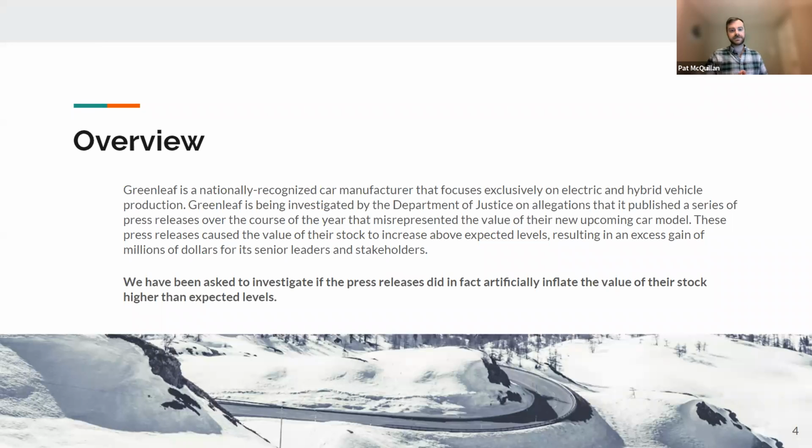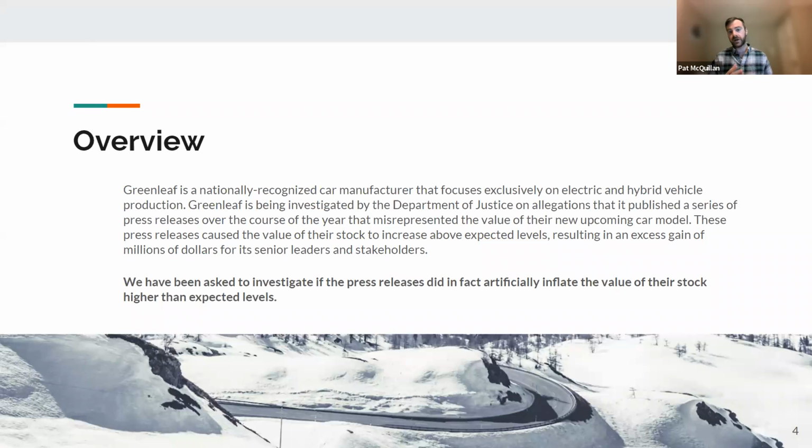So here's our case. You are an analyst for this consulting firm, and this comes across your desk. Someone says, hey, Greenleaf, they're a nationally recognized car manufacturer. They focus exclusively on electric and hybrid vehicle production. So they're a green energy company. They focus on automotive sales, similar to Tesla. Greenleaf is being investigated by the Department of Justice on allegations that it published a series of press releases.